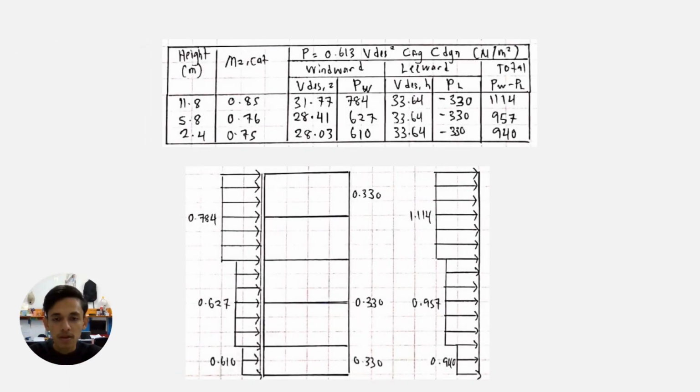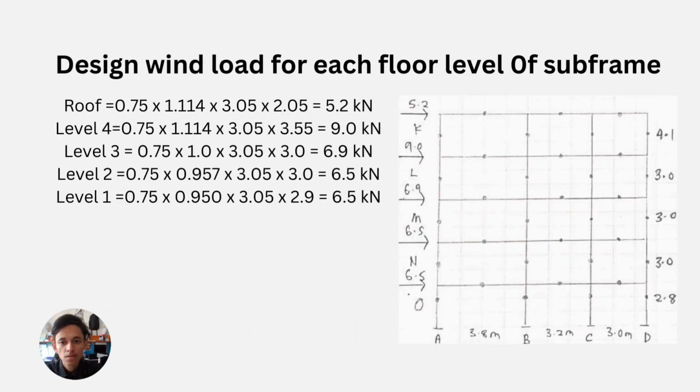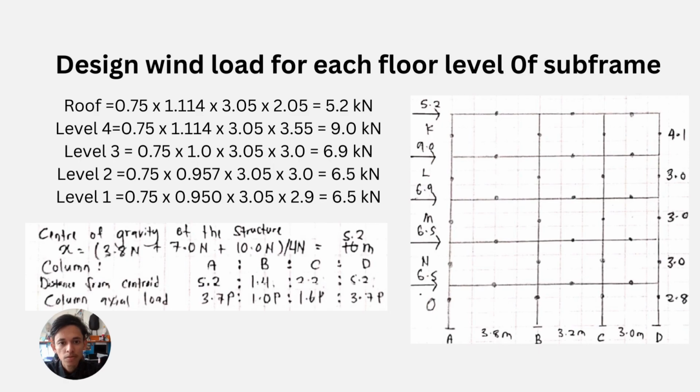So based on the previous calculation, we can get the P value for the windward and the leeward. So we add them to get the total P. So we can get the P value for each height of the buildings. Next, for the design wind load for each floor level, we use formula 0.75 times WK, which is total wind pressure times the contact area. And we get the design wind load for each level.